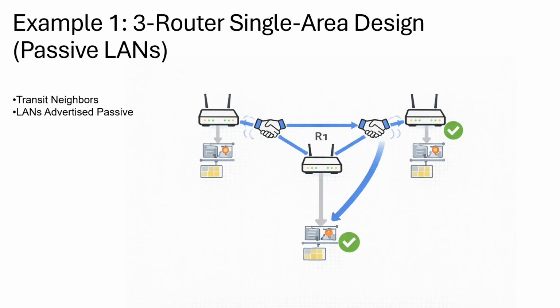After that, you need to verify in the layers. First, neighbors. R1 has 2 neighbors. And then LSDB. Everyone sees the same area topology. That's good. And then routes. R2 knows R3's LAN and vice versa.